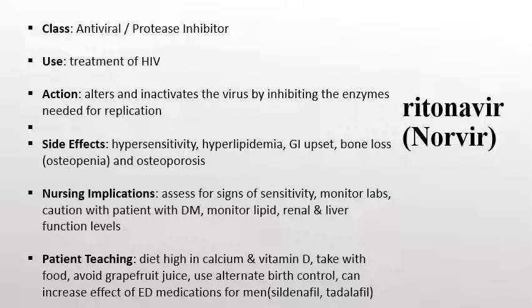Patients should eat a diet high in calcium and vitamin D to prevent bone loss. Monitor those with diabetes for elevated blood sugar levels, and we want to monitor for rash, including hypersensitivity and hyperlipidemia. So remind patients, take with food to prevent GI upset. Avoid grapefruit juice as it can decrease its metabolism. It can alter the effectiveness of oral contraceptives, so we want to use an alternate form of birth control. It can increase medication levels of the ED drugs for men, such as Viagra.